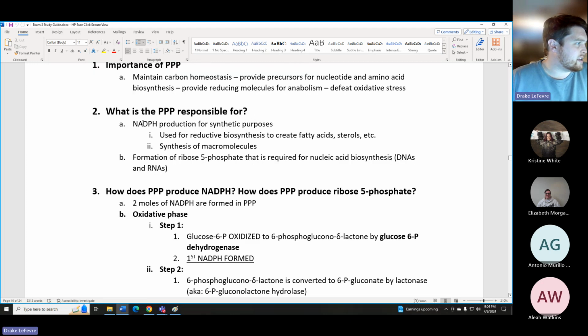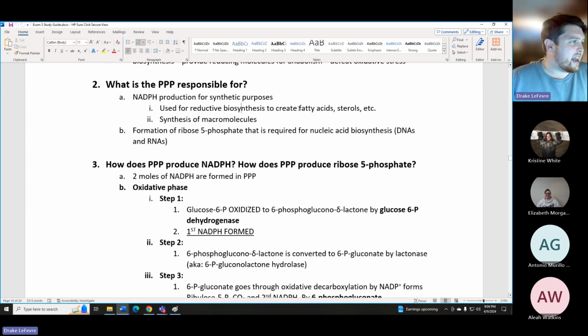We have NADPH. We talked about NADPH for synthetic purposes. Create fatty acids, sterols. You'll learn about these more next trimester. Pentose phosphate pathway comes right back up in Biochem 2. So don't let this just slip out of your brain. Keep that in your brain.